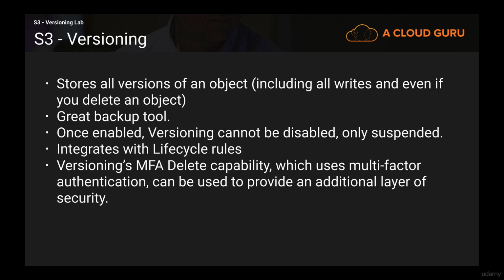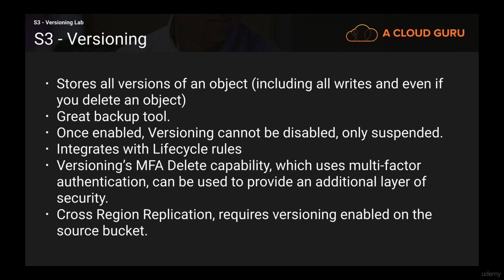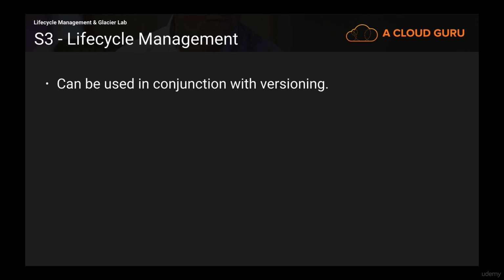Versioning integrates with lifecycle rules, as we saw in our lab, and versioning also allows you to do multi-factor authentication on the deletes. So essentially, if a user goes in and tries to delete an object, they have to authenticate using a multi-factor authentication token, so things like Google Authenticator or perhaps even a hardware token. So this gives you an additional layer of security. Finally, we also had cross-region replication that requires versioning to be enabled on the source bucket as well as the destination bucket.